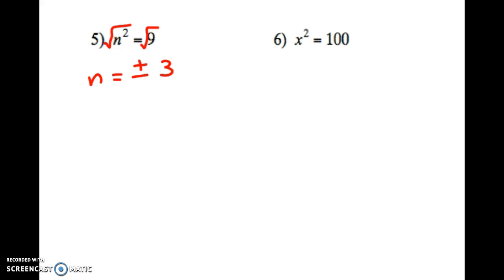For number 6, once again, we got x squared equals 100. So to undo the square, we do the inverse operation. We take the square root. Square root of x squared is x. We remember the plus or minus. And in this case, square root of 100 will be 10.